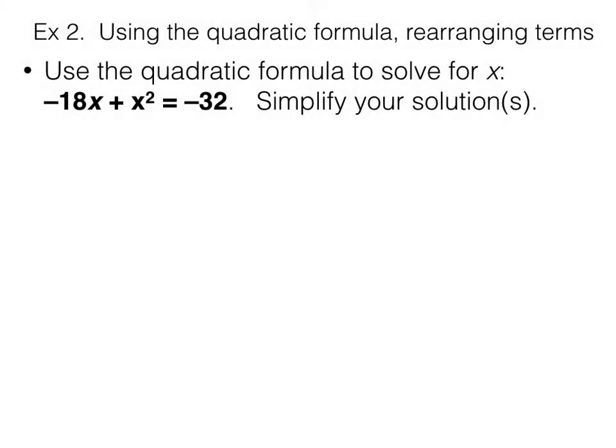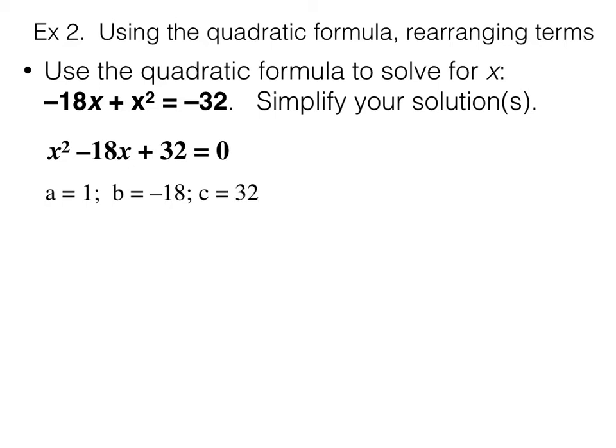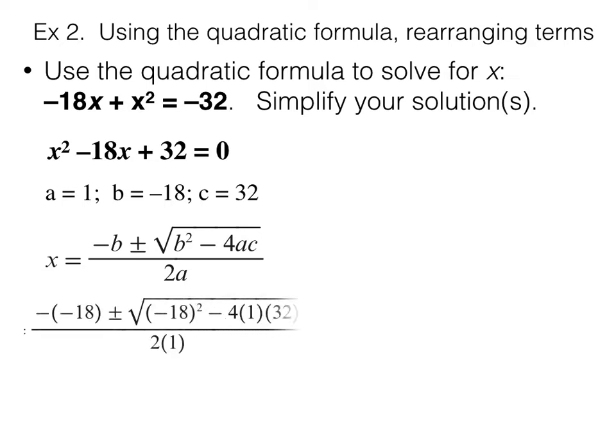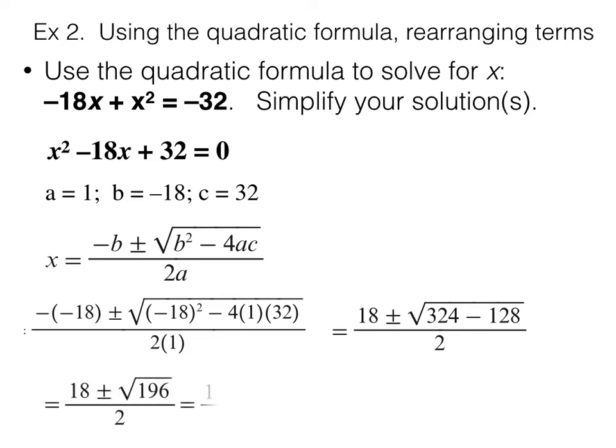So here's an example where the quadratic equation is not in standard form. Our first step is to rewrite it. Let's identify our a, b, and c. We'll write our quadratic formula and substitute in our values. So this becomes the opposite of negative 18, or 18, plus or minus the square root of 324 minus 128, all over 2. Underneath the radical, we have the number 196, which is a perfect square, so that makes it nice. Our two solutions will be 18 plus 14 divided by 2, or 18 minus 14 divided by 2.